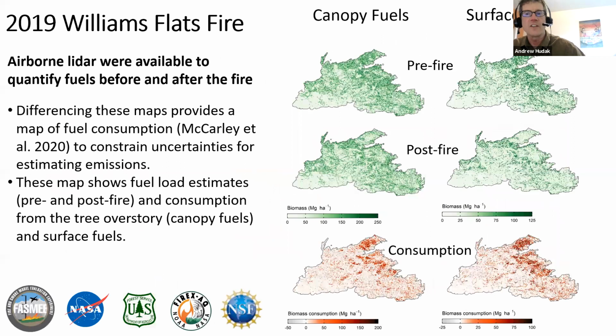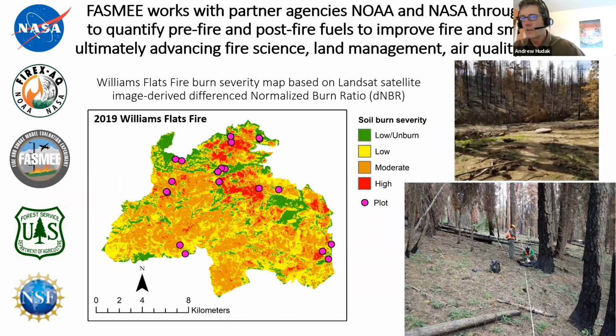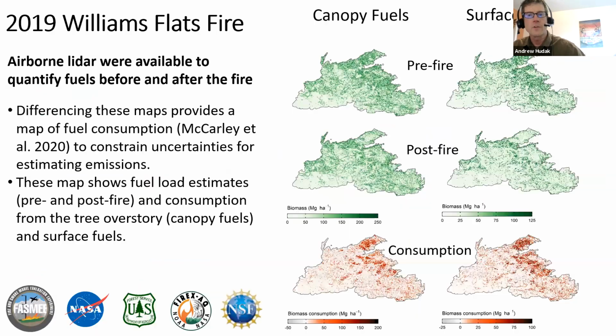Also, when we apply these models to the gridded LiDAR metrics, those same 5 metrics for those 2 response variables gridded across the landscape, then we can generate canopy and surface fuel maps. We can do that from the pre-fire LiDAR and the post-fire LiDAR, and that's what these maps represent. When we difference the maps, we get maps of consumption. These maps represent canopy fuel consumption and surface fuel consumption.